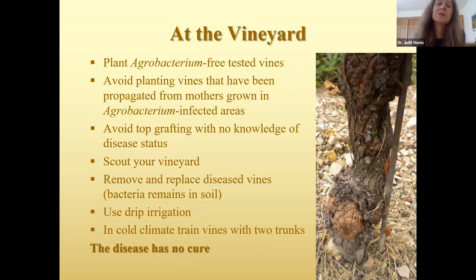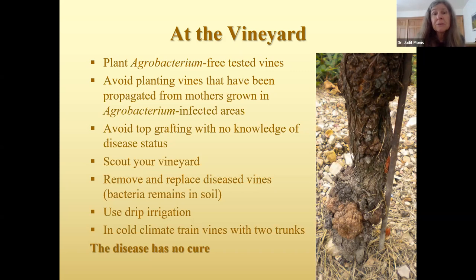At the vineyard, of course, the most important thing would be to plant Agrobacterium-free plants, and obviously these would be tested. Avoid planting vines that have been propagated from mothers that grew in an Agrobacterium-infected area. Avoid top grafting with no knowledge of the disease status, because you could actually be introducing the disease, and the grafting per se is already an injury. So if the vine was infected prior without showing symptoms, it might actually develop symptoms later.